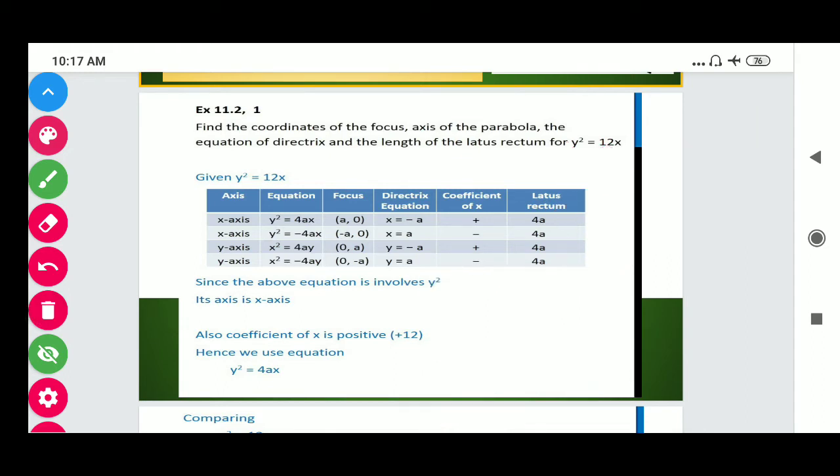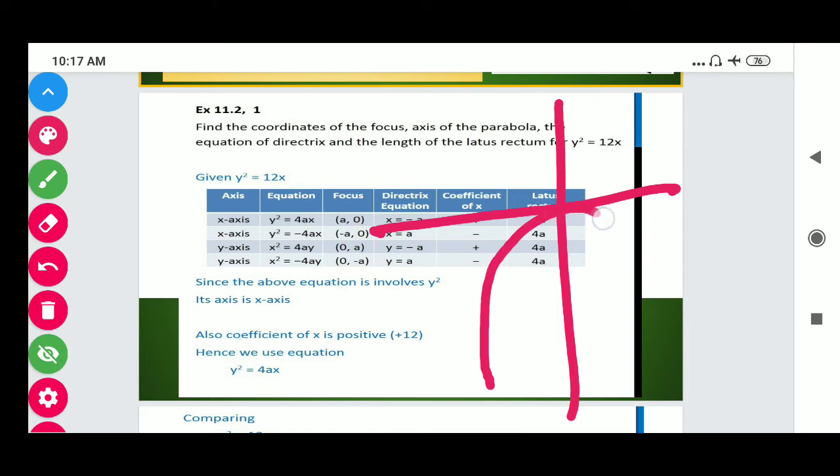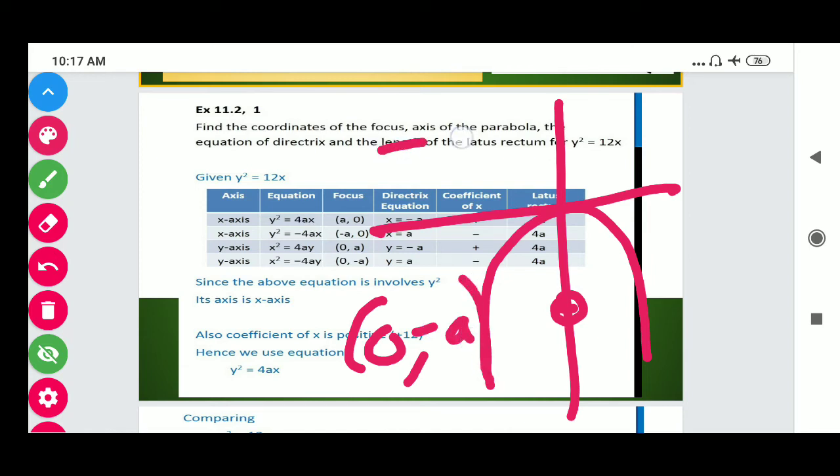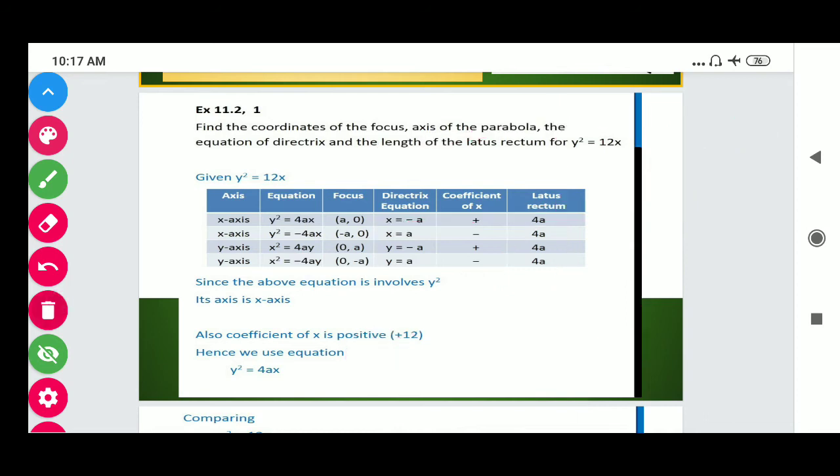And in the same way, if the focus lies on the negative side of the y-axis, suppose its coordinates are (0, -a), then the equation of the directrix will be y = a. Okay, so in this way we have completed the formulas of the 4 parabolas.